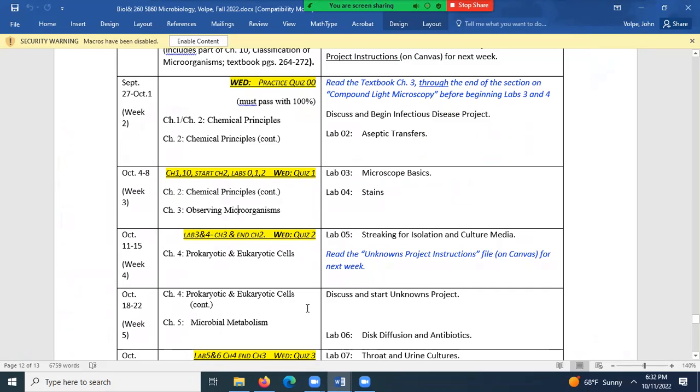All right, today is October 11th, and we're supposed to be talking about Lab 5 today. Lab 5 is Streaking for Isolation and Culture Media. Please note that you should read the Unknown Project instructions file on Canvas for next week, because next week we're going to discuss the Unknown Project.